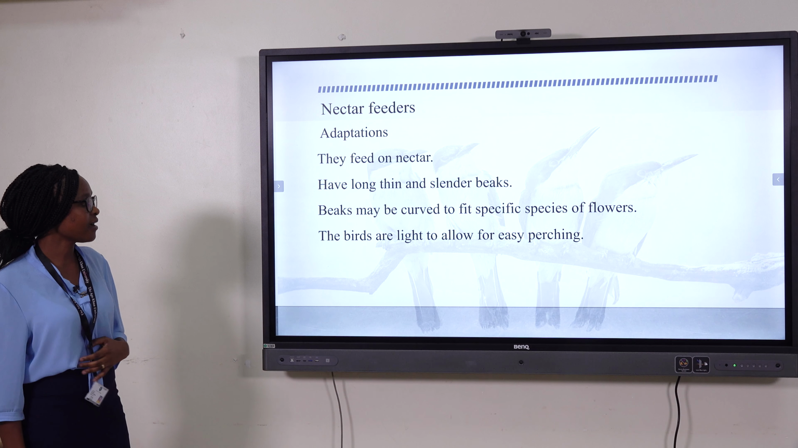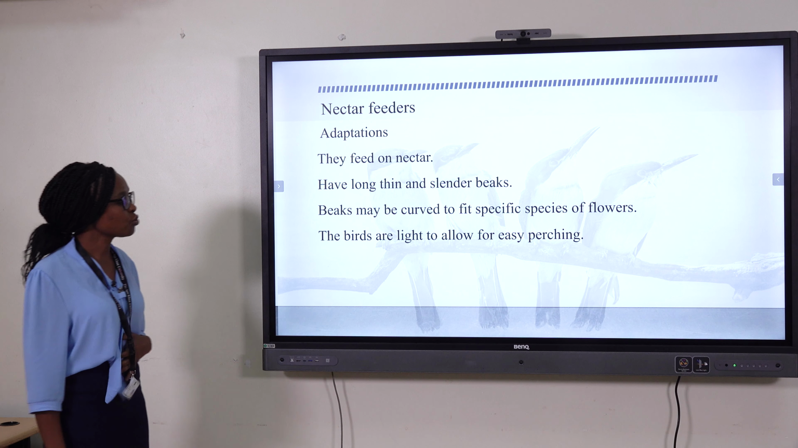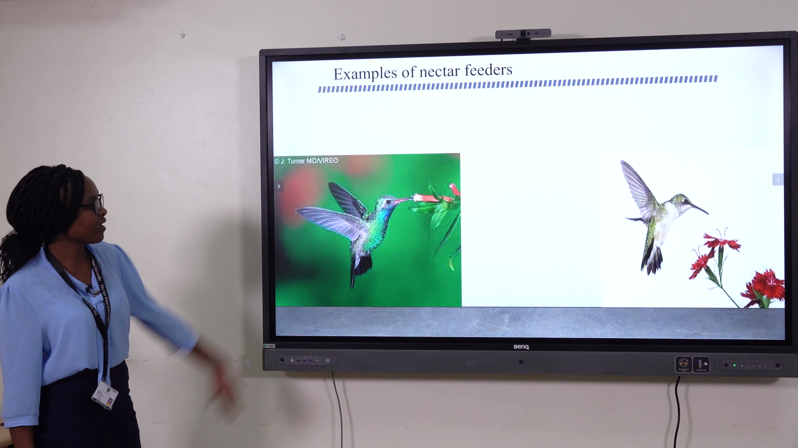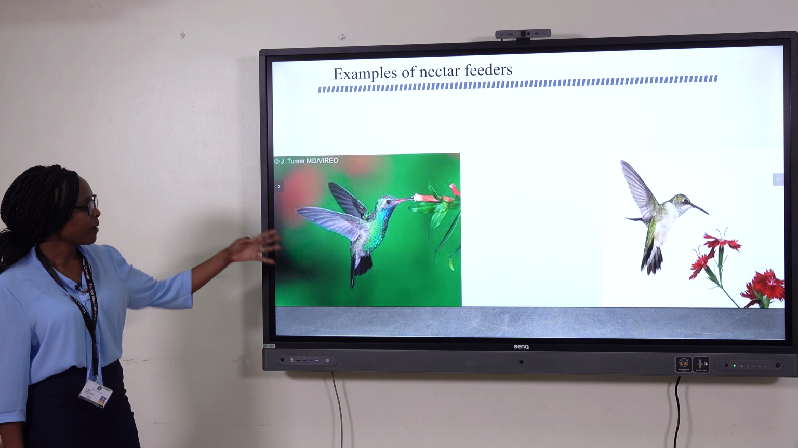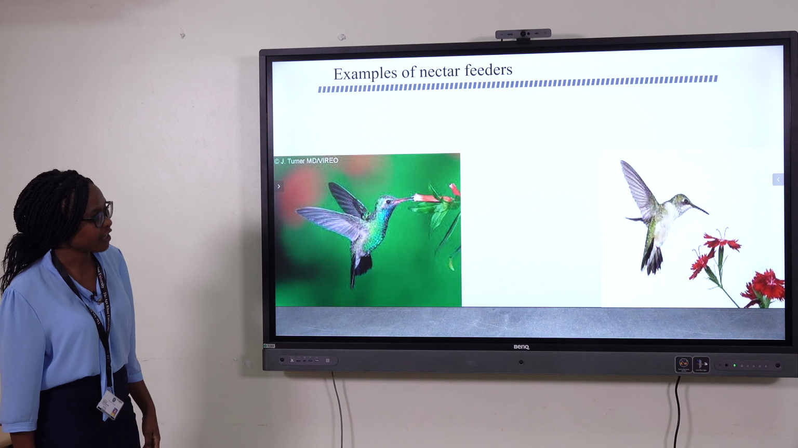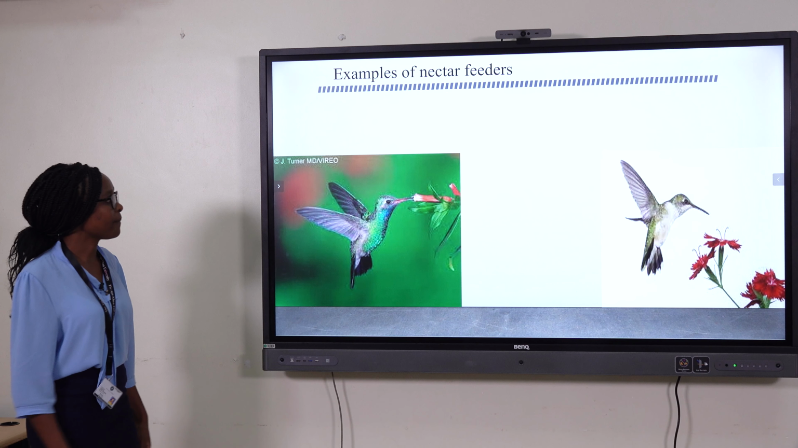The other feature of these birds is that they are very light, so that they can perch easily on the branches as they suck the nectar. You can see their examples there. They are able to perch and suck freely because they are light and can easily stay in there. And the other one is that example there.